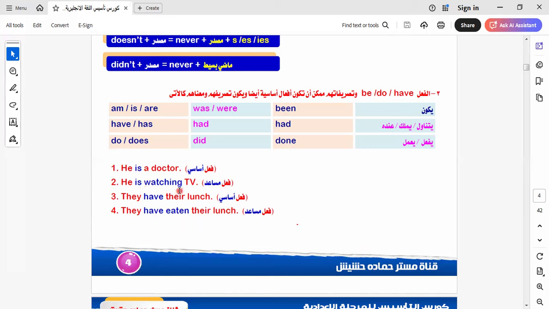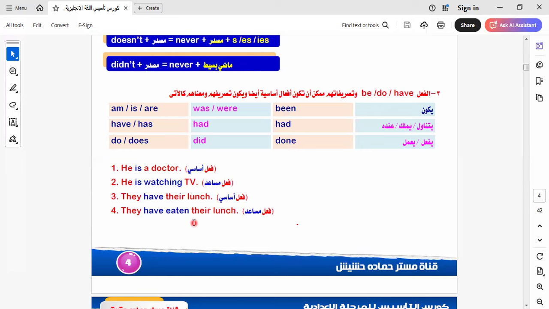Don't forget, when we use the present continuous tense, we must have am, is, are plus verb plus ing. When we use the present perfect, we use have or has, and we put the verb in the past participle form. What we want from you is to memorize the irregular verbs in the past participle form. You must memorize the irregular verbs, because some of you don't. If you don't, you can't answer any sentence in English.